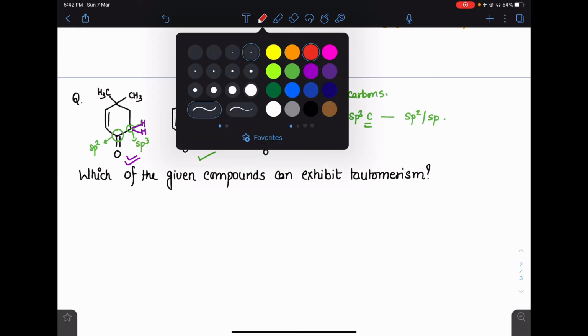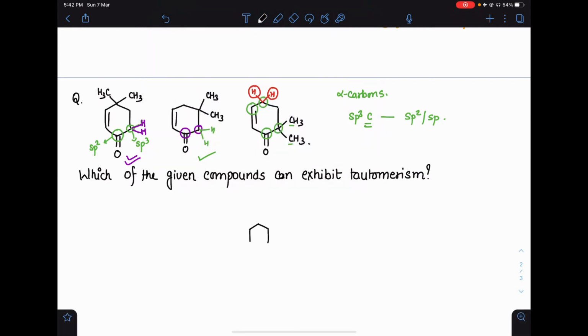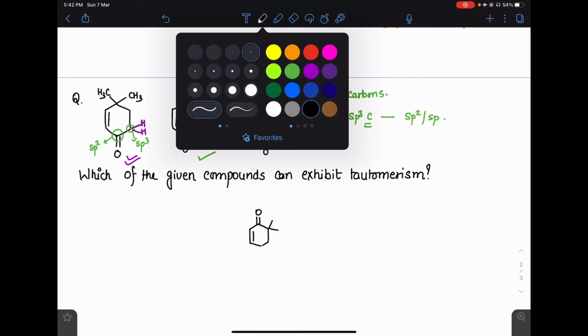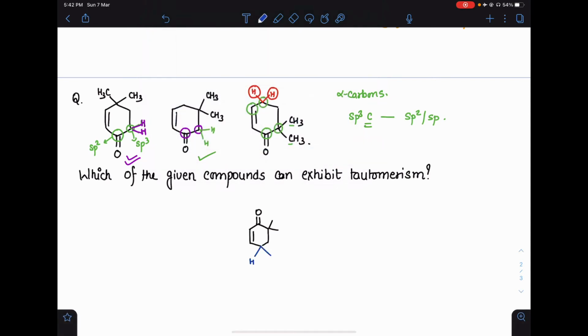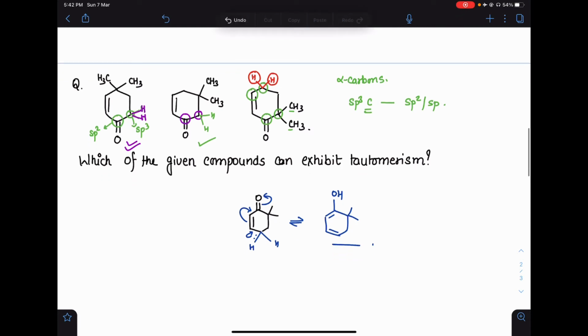So if you want me to show one of the tautomers, double bond, CH3, CH3, and double bond. So how will it show tautomerism? The alpha hydrogens. So these pi electrons will shift here, these pi electrons will shift here, and the enol form formed will be OH. Alright, fine.